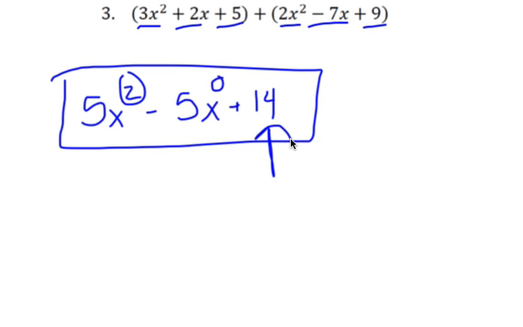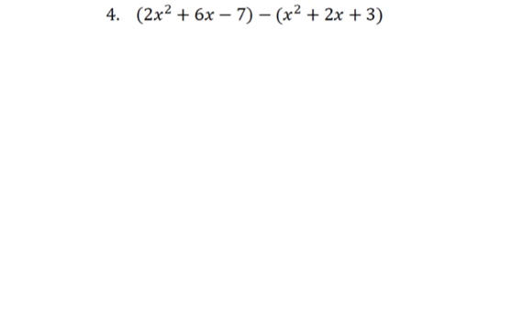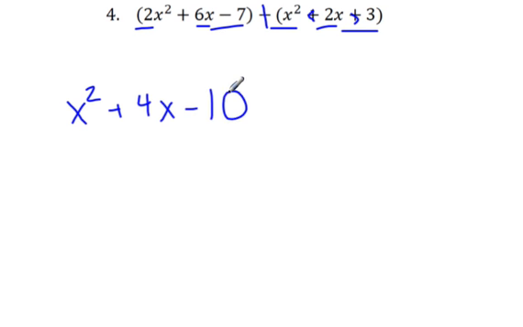Okay, so let's take a look at number 4. So for number 4, we're subtracting. So what I like to do when we're subtracting is change all the signs of the second one. So 2x squared minus x squared is just going to give us x squared. 6x minus 2x is going to give us 4x. Negative 7 minus 3 is going to give us negative 10. So when you take two negative numbers and you add them together, they're going to get more negative. Okay? So now we've got number 4 done.